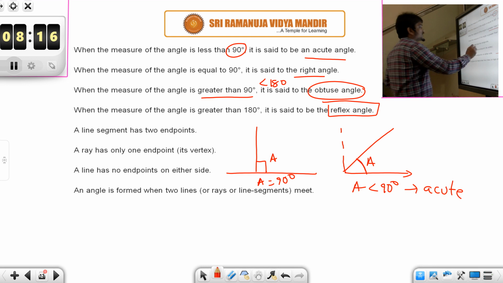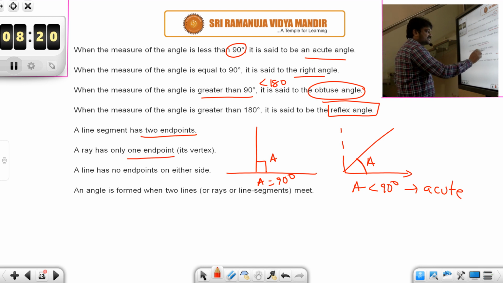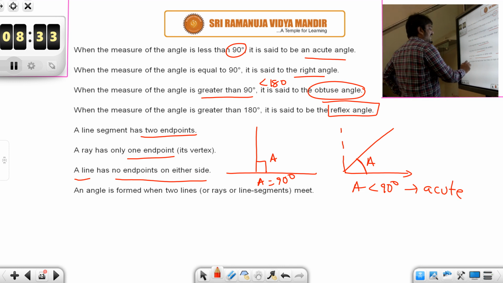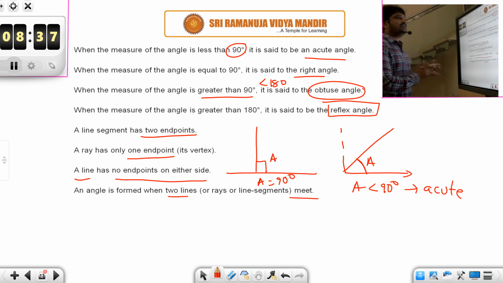So a line segment has 2 endpoints. Okay, whereas a ray has only one fixed endpoint, whereas a line has no fixed endpoints on either end, it will be extending indefinitely. And then how is an angle formed? An angle is formed when two lines meet.